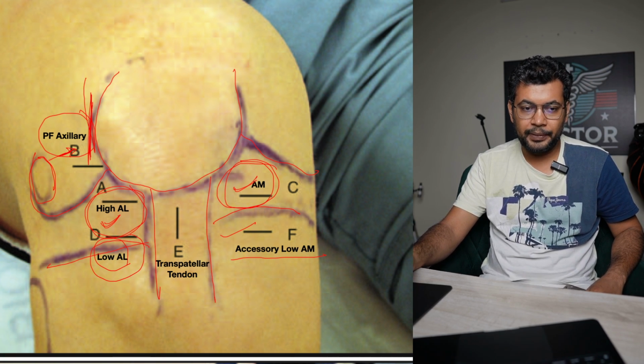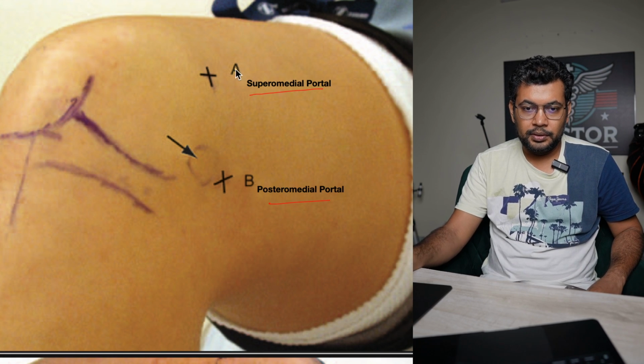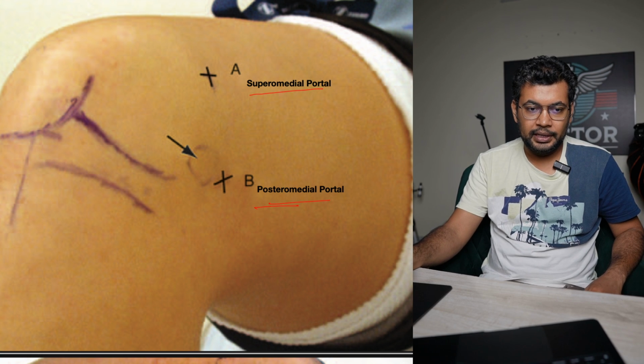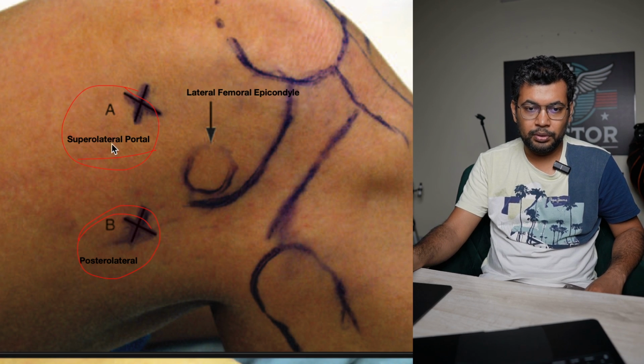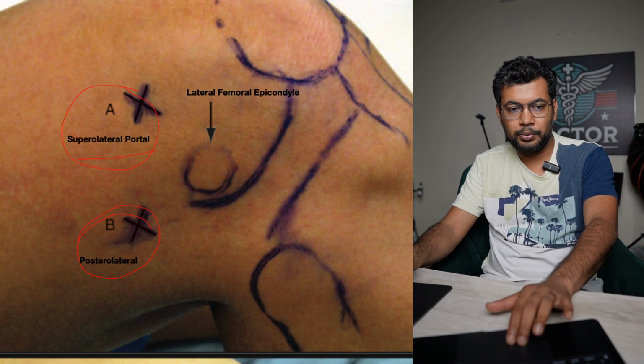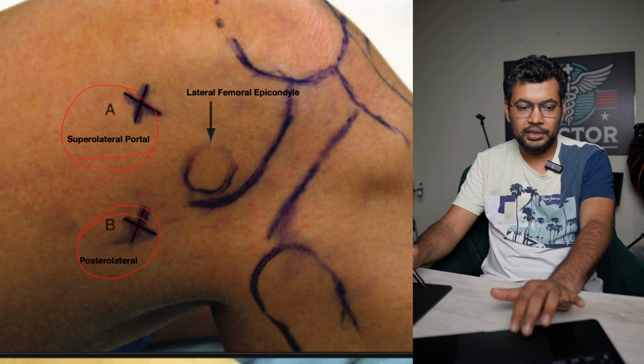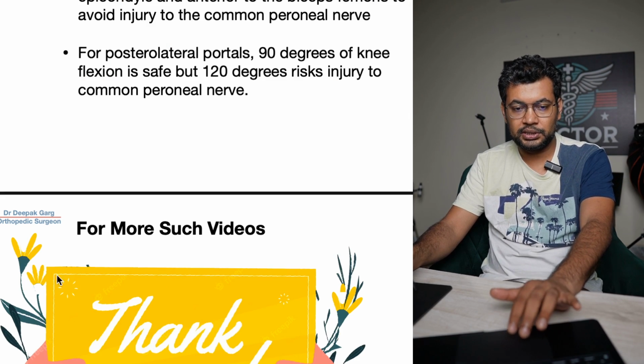Similarly on the medial side, superomedial and the posteromedial, and on the lateral side we should know about the superolateral and the posterolateral portals. So these are the knee portals that we use in arthroscopy.